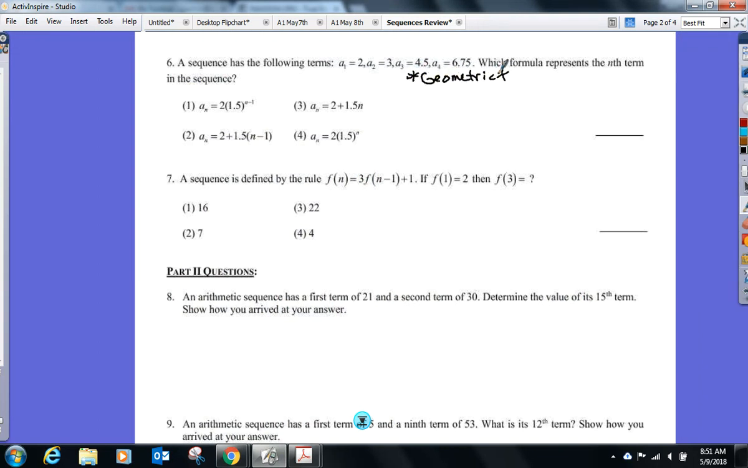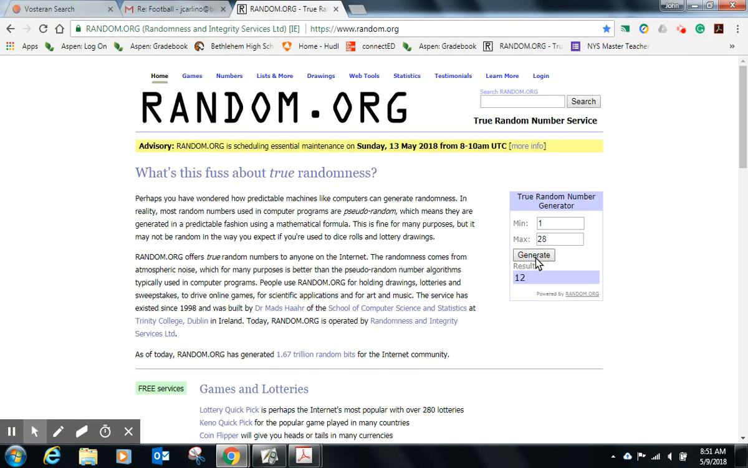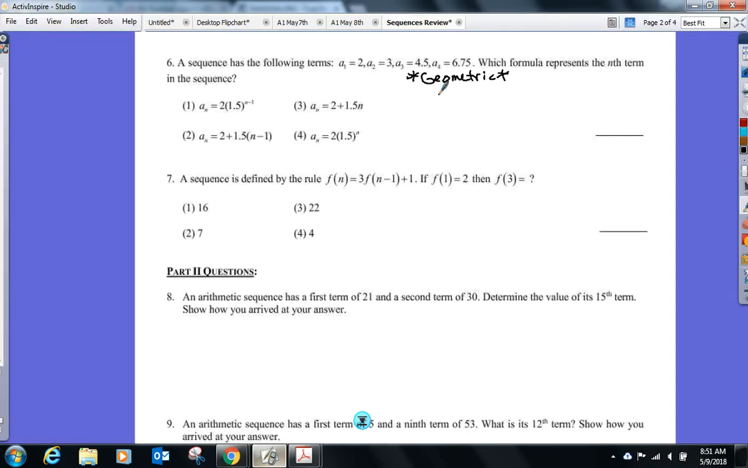So everyone's got a formula sheet in front of them now. Everyone see the nth term formula for a geometric sequence? Read it out to me. A sub n equals? Geometric sequence, how do we find it? Plus, or sorry, times?